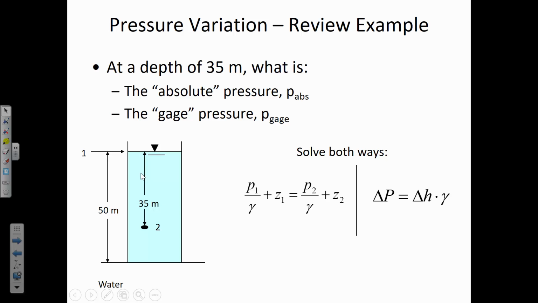Okay, so I'm going to pause the recording for just a moment, and in your notes, I'd like you to briefly calculate the pressure at 2 according to both of these approaches.